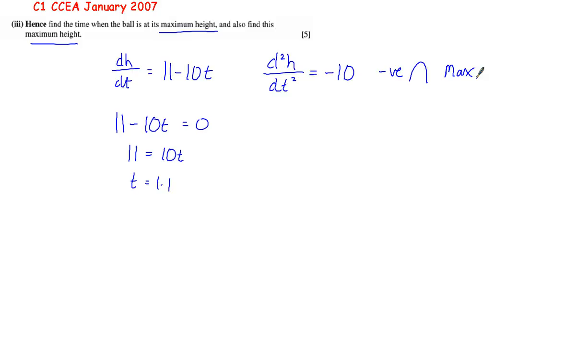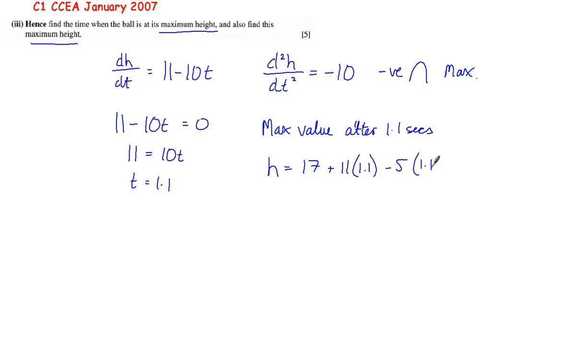So we find a maximum turning point, maximum value after 1.1 seconds. And that value is going to be got by putting 1.1 into our original equation. So h is equal to 17 plus 11 times t, 11 times 1.1 minus 5 times 1.1 squared.